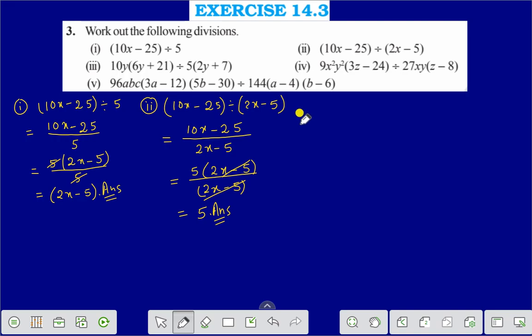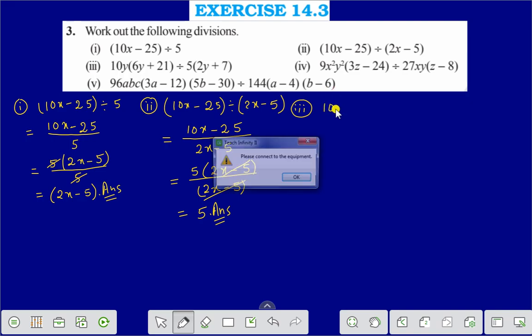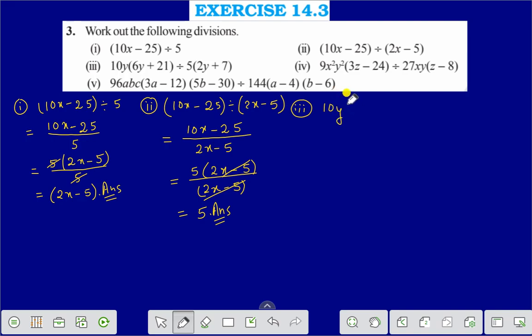We will solve question number 3. Question number 3 here you see is 10y times (6y plus 21) divided by 5 times (2y plus 7). Therefore, it can be written as 10y.